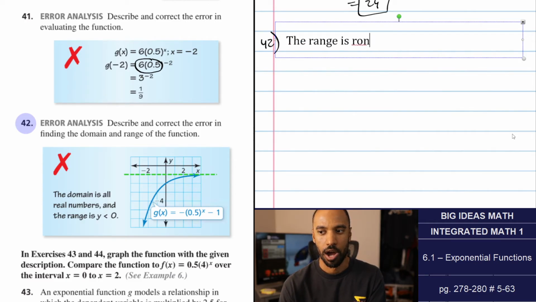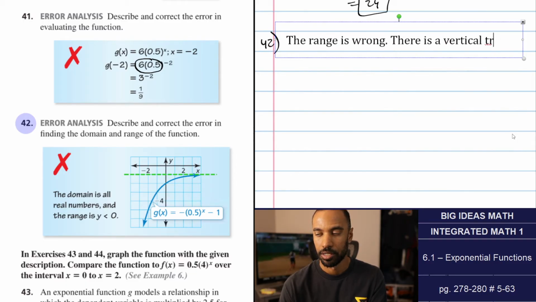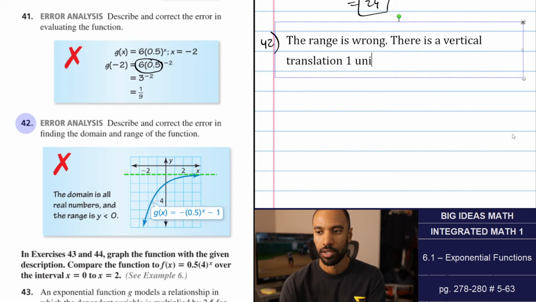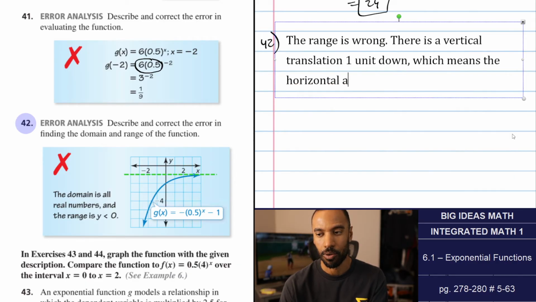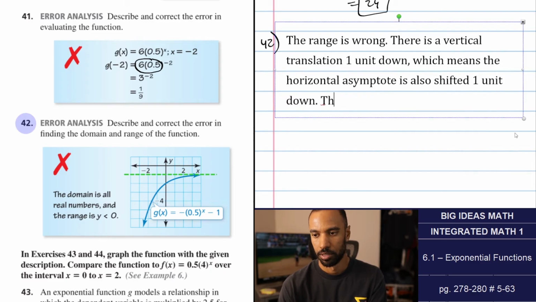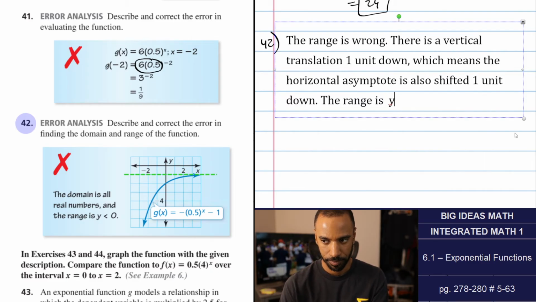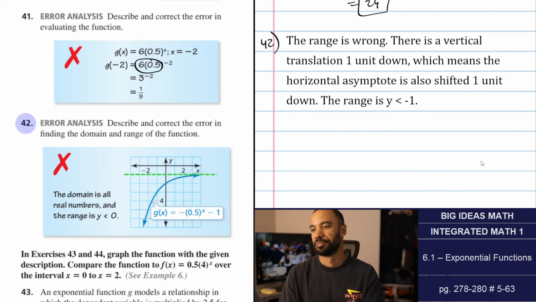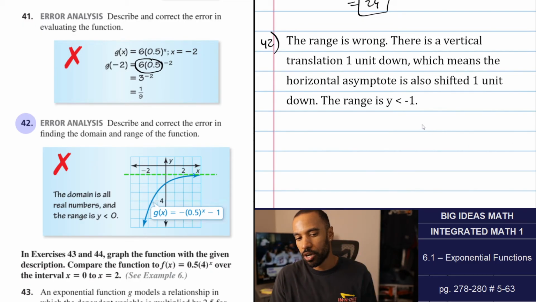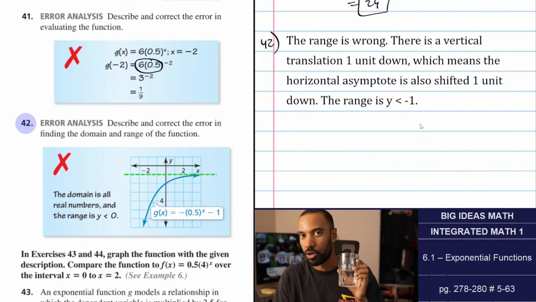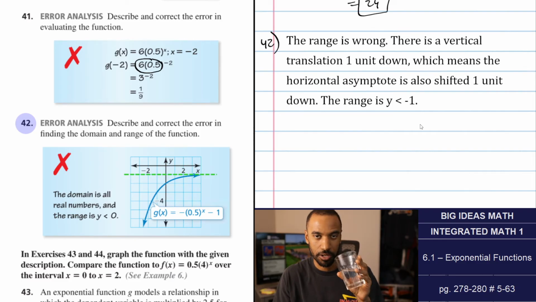The range is wrong. There is a vertical translation 1 unit down, which means they're not saying this phrase, but I want to say it again. The horizontal asymptote is also shifted 1 unit down. The range is y is less than -1. Yep, you're going to get numbers really close to 0, and then you subtract 1 from it, then you'll get numbers really close to -1. It's still underneath them.